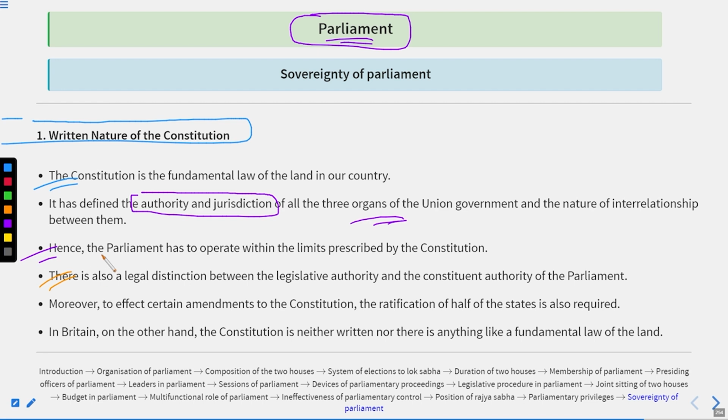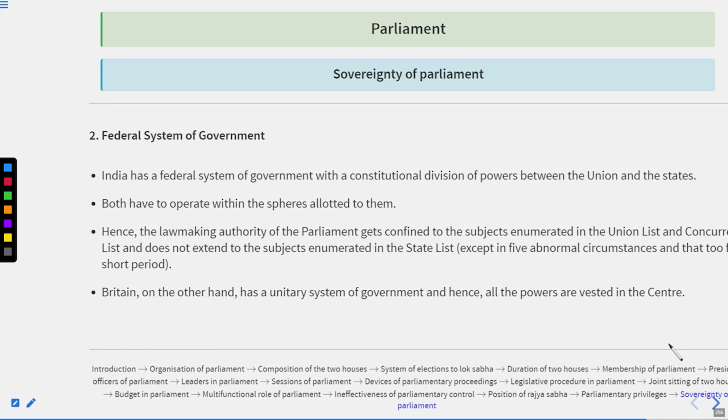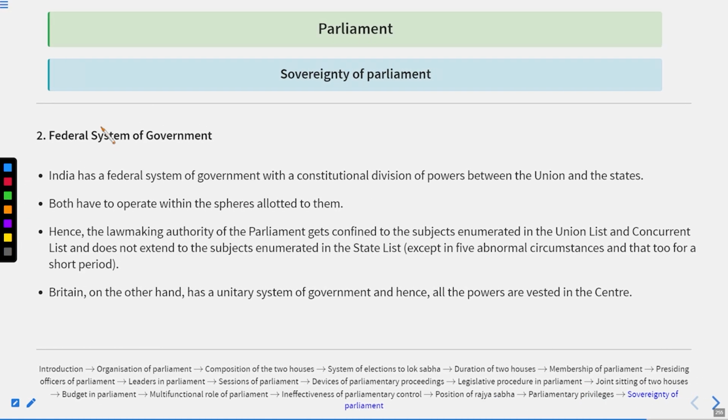There is also a legal distinction between the legislative authority and the constitutional authority of the Parliament. Moreover, to effect certain amendments to the constitution, the ratification of half of the states is also required, so that the arbitrary nature of the Parliament's powers could be held in check. In Britain, on the other hand, the constitution is neither written nor is there anything like a fundamental law of the land, and the entire thing is totally dependent upon parliamentary discretion. Got it?